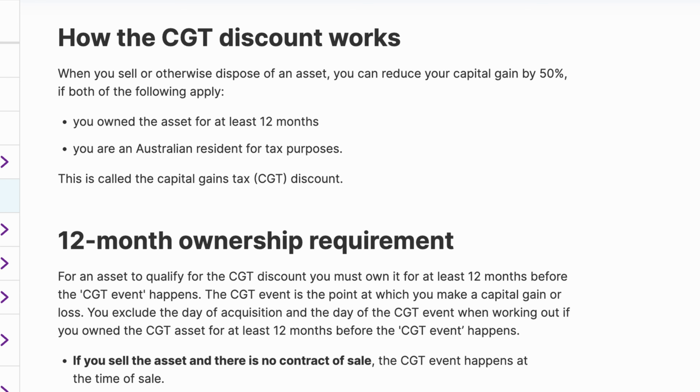If you hold the investment for longer than 12 months from the time of purchase, you get a 50% discount. So if you're a long-term dividend investor, this is something to be aware of. In New Zealand, on the other hand, there is no capital gains tax on equities at this point in time.